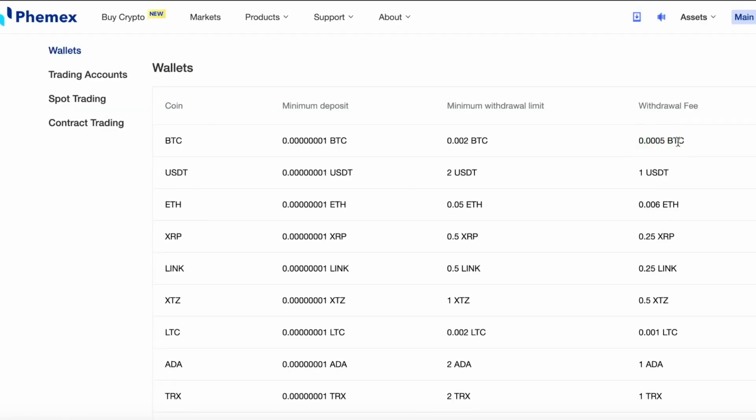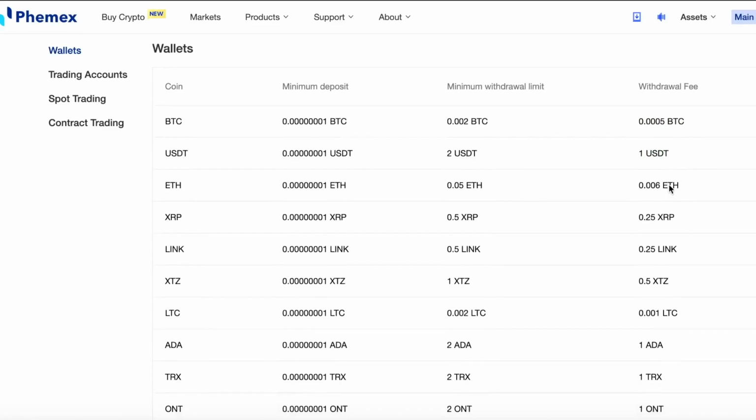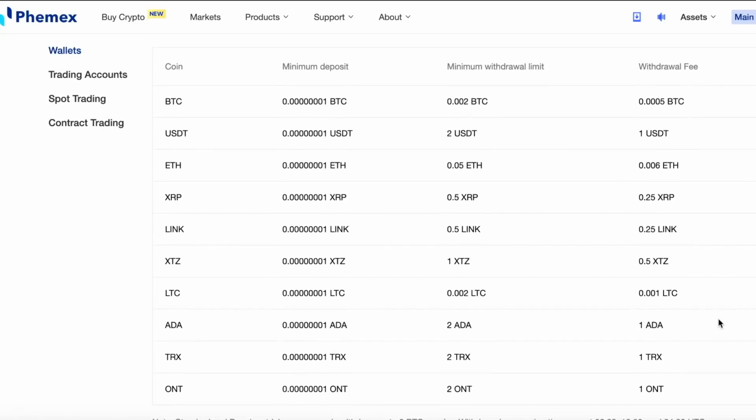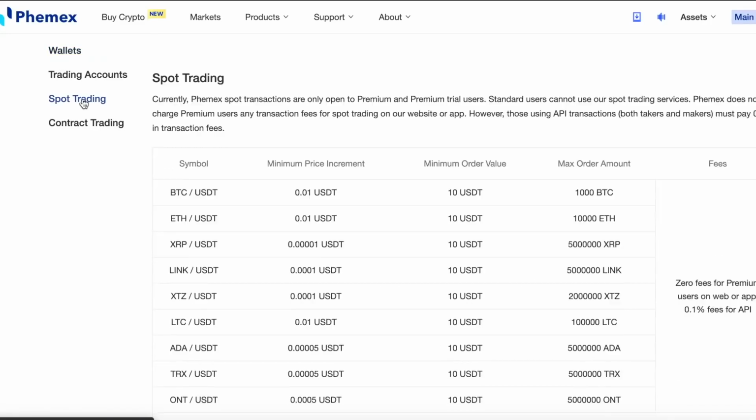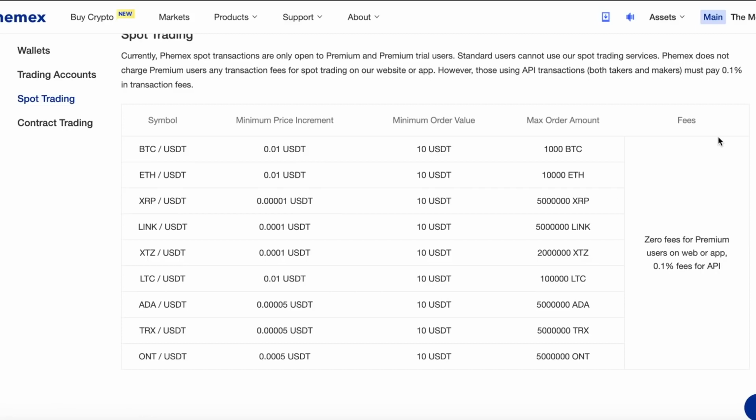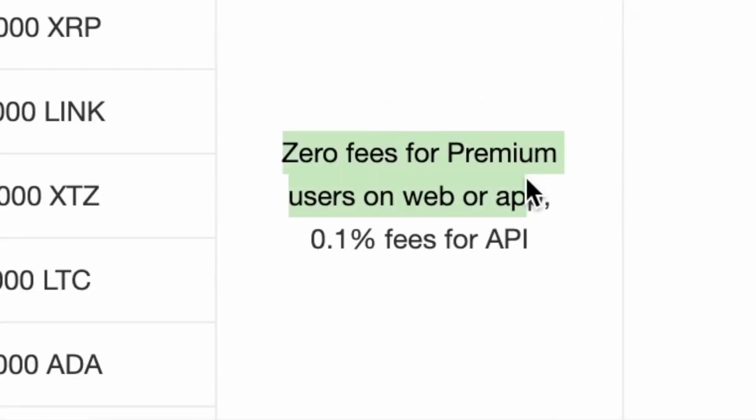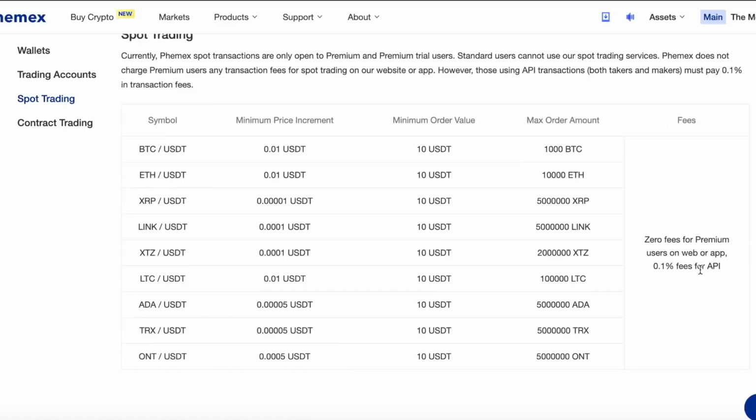So this is the Bitcoin withdrawal fee, $1 tether for withdrawing US dollar tether, and so on. You can see all of the different fees right there. Now, if we click spot trading here, you can see that there are 0 fees for premium users on web or app and 0.1% fees for API. So make sure to get Phemex Premium to start trading on spot with 0 fees.